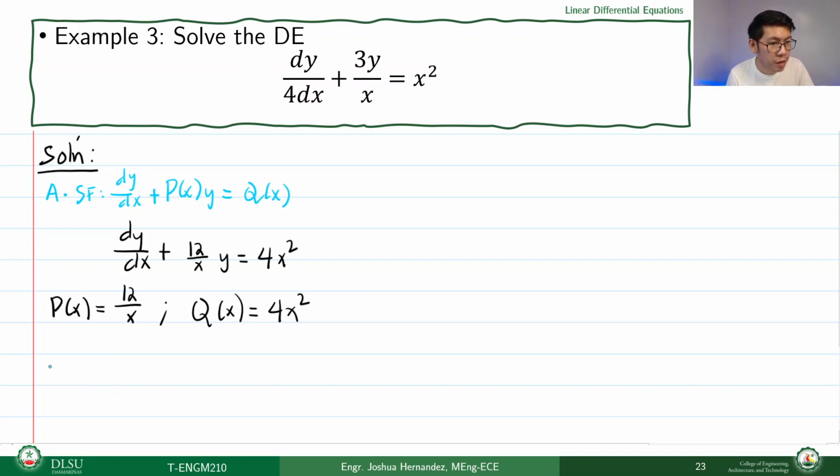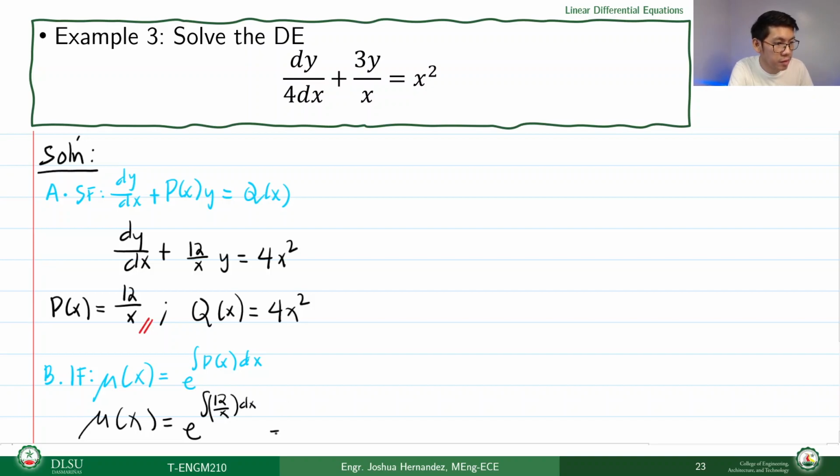Alright, now we proceed with getting the integrating factor, and that is mu of x equals e to the integral of p of x dx. Now we can clearly see that p of x here is 12 over x. In other words, we have mu of x equals e to the integral of 12 over x dx. This is also equivalent to, we can factor out 12 integral of dx over x. This gives us e to the 12 ln x.